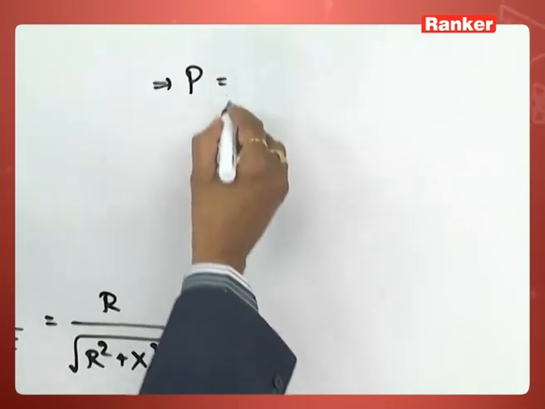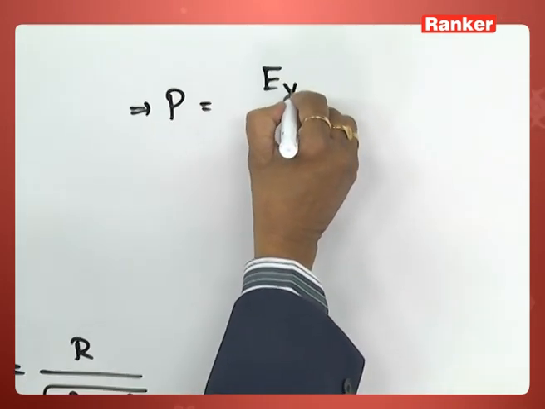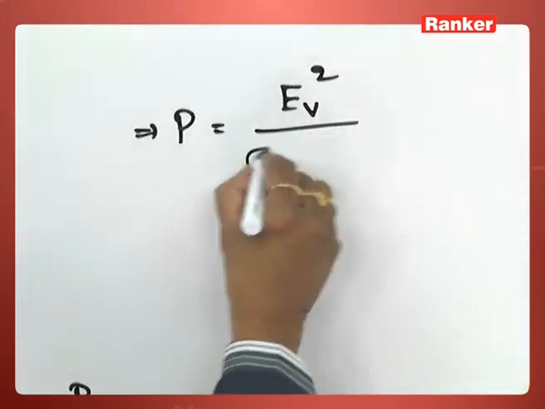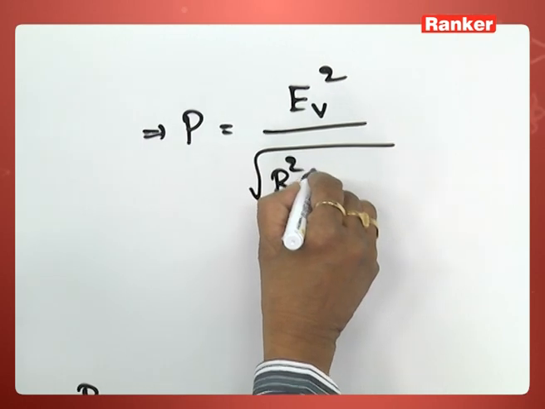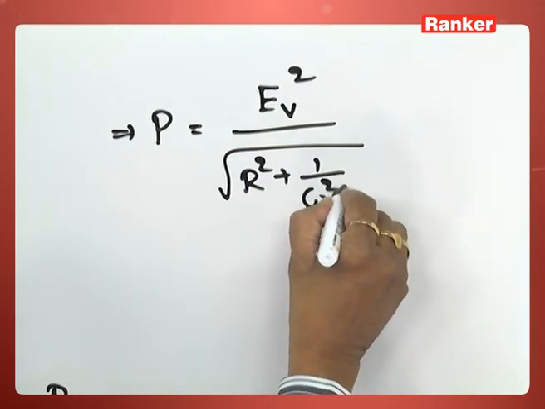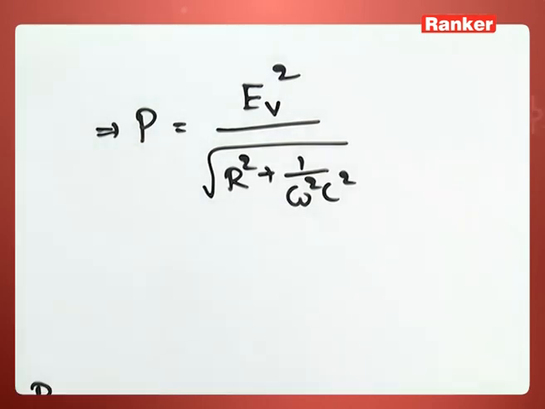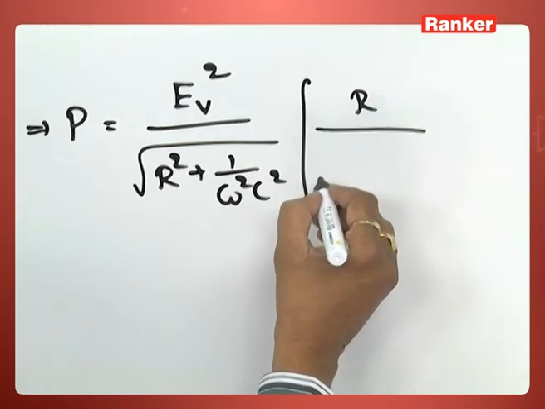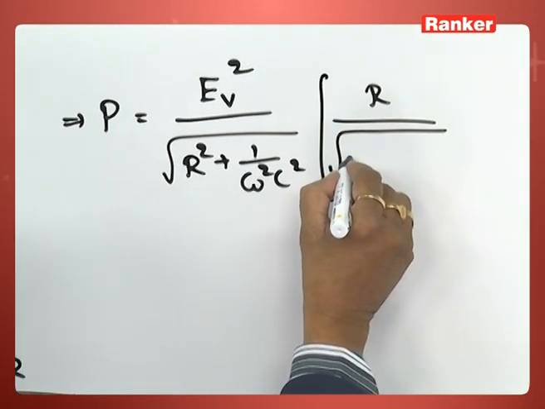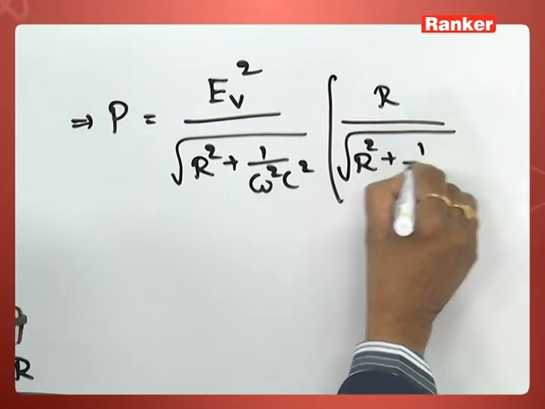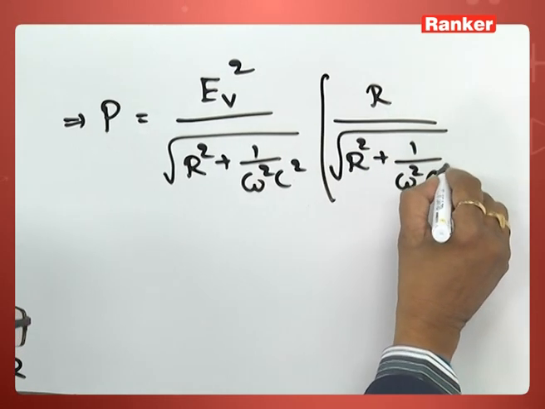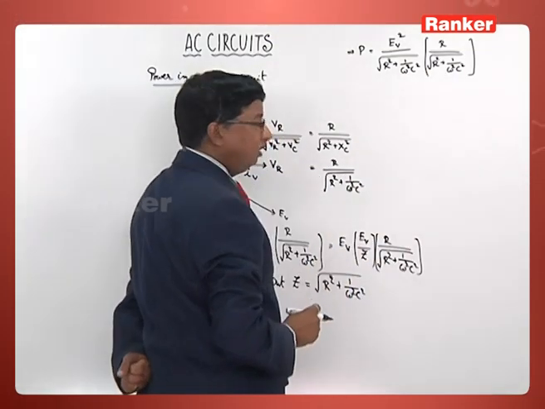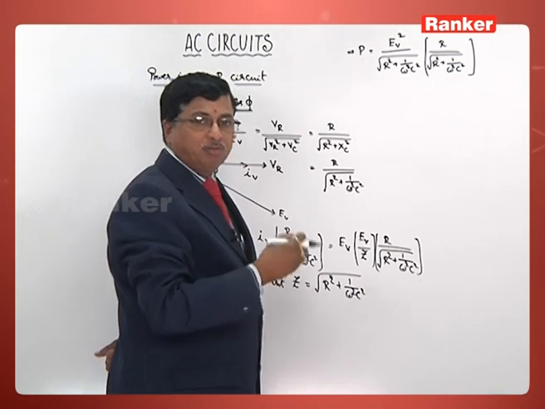Power is equal to the virtual value of EMF square by this value of Z, which now can be written as root over R square plus 1 by omega square C square, the whole under root, into the value of power factor, which now can be written as R by root over R square plus 1 by omega square C square. Since the denominator is the same in both the cases, that root goes off when we multiply.